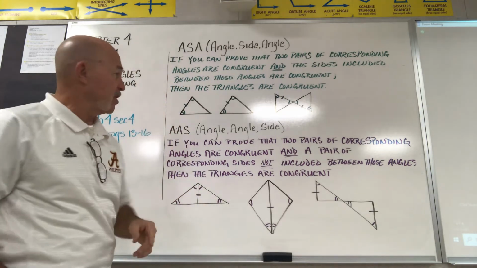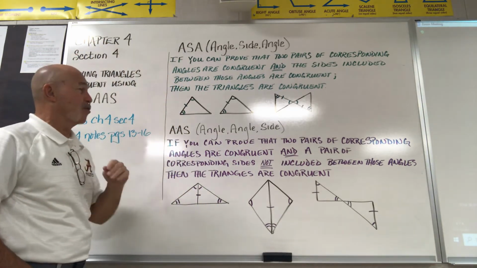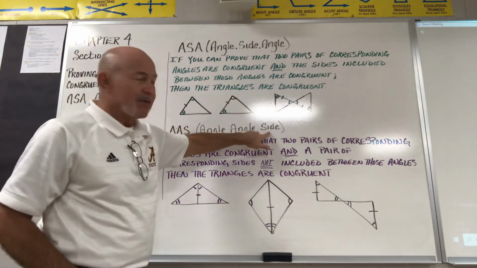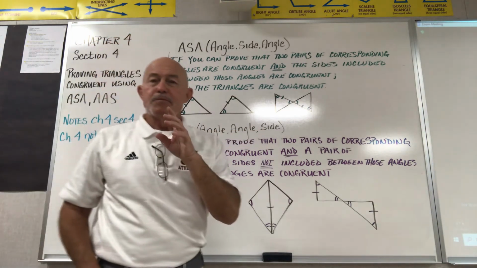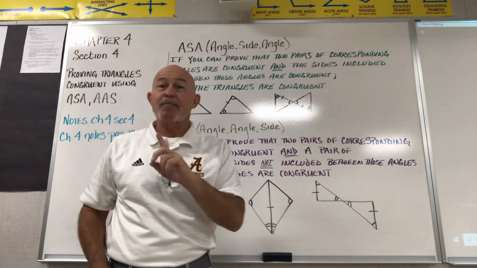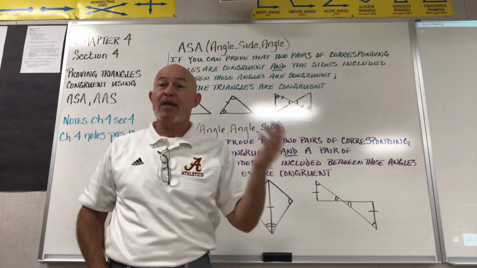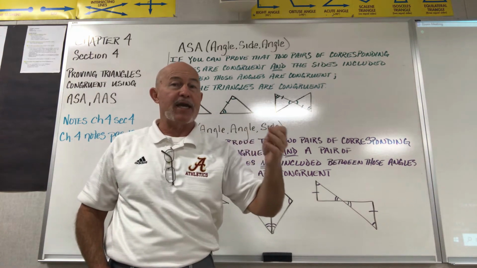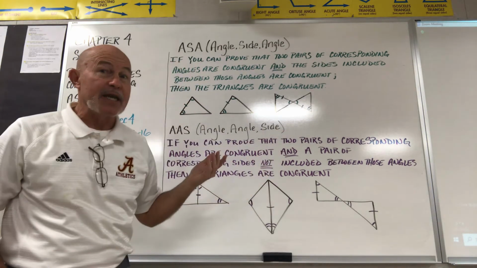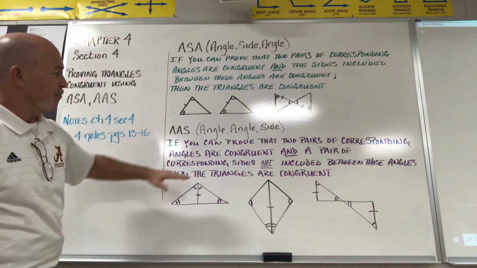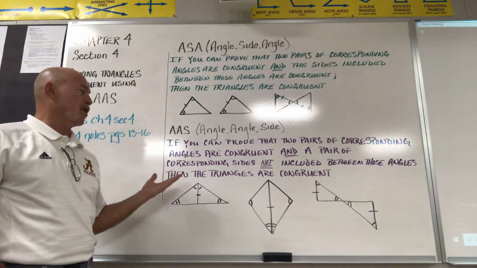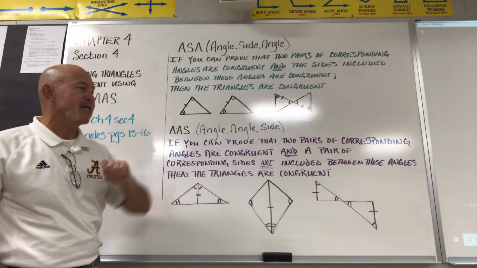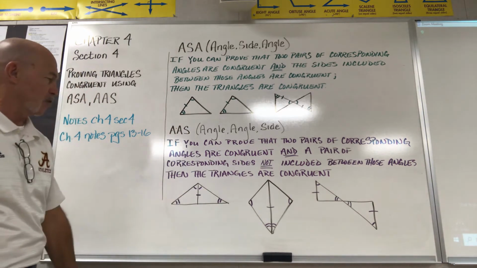The other one for the day is angle-angle-side. Now in this one, the pair of sides can't be the one in between. So we've taken care of both opportunities, where the side is between the congruent angles and where it's not. If we prove two pairs of corresponding angles are congruent and a pair of corresponding sides that are not included, then the triangles are congruent.